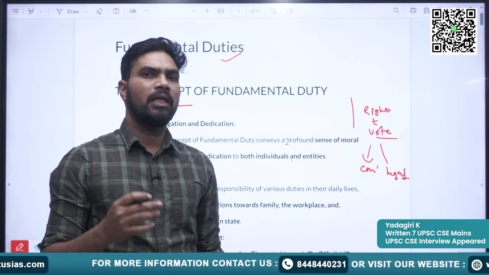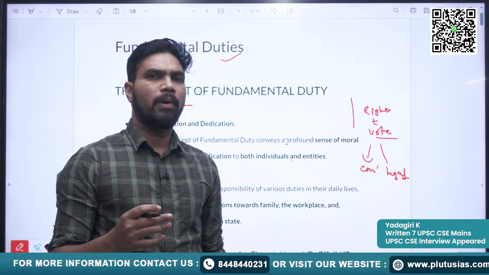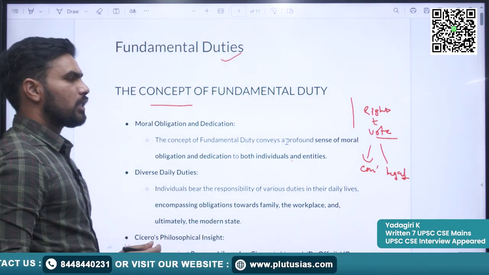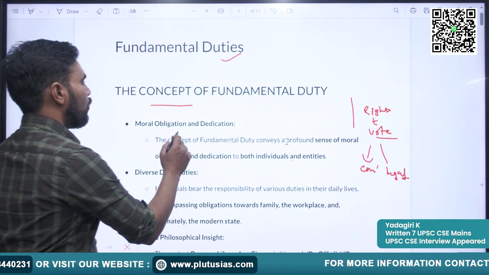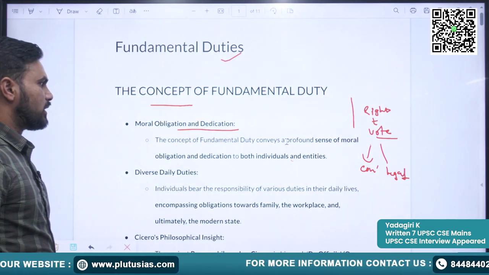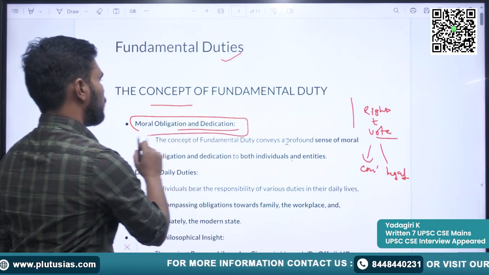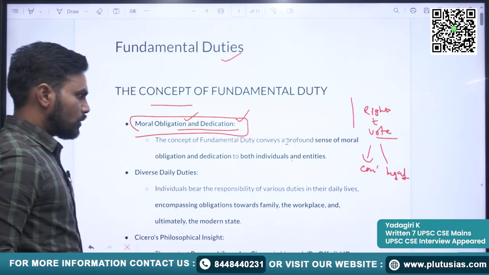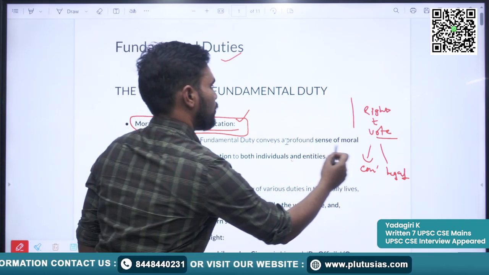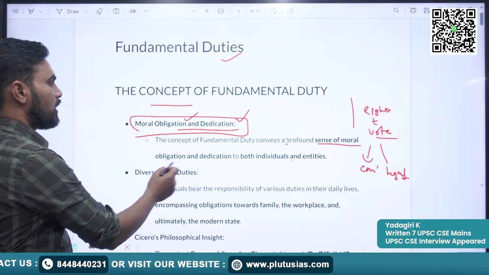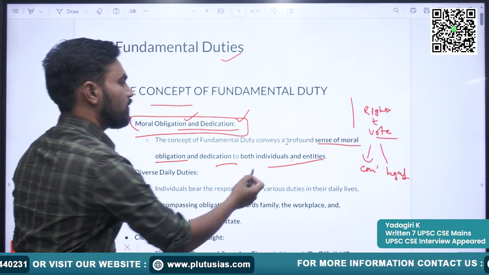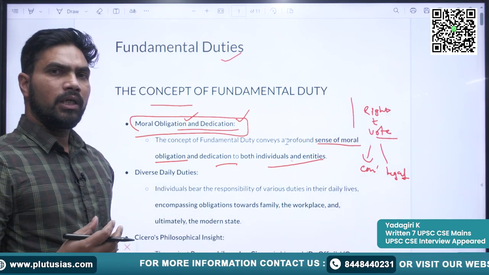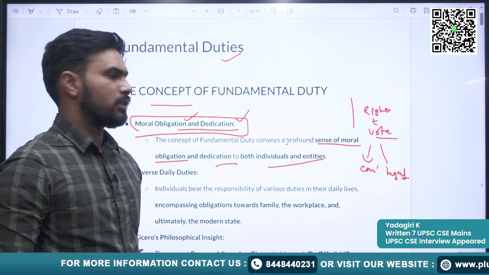So let's try and understand the conceptual part of fundamental duties. Basically, the fundamental duties are moral obligation and dedication. So the concept of duty comes as a moral obligation and dedication. The duty shows a sense of moral obligation and a dedication to both individuals and entities.